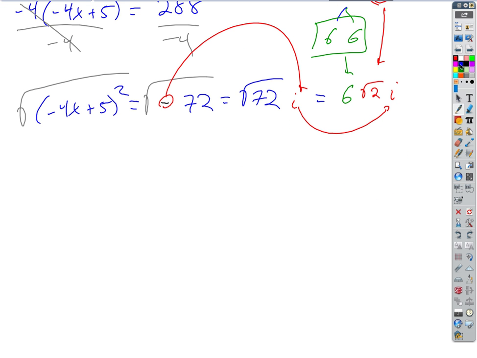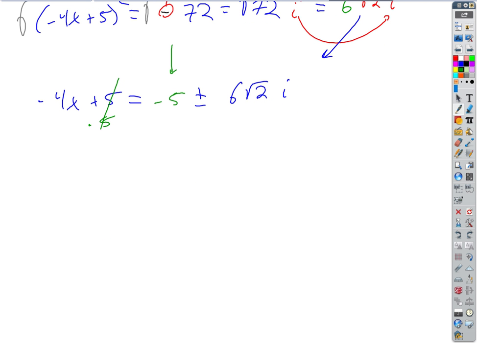Okay, so I'm left with negative 4x plus 5 equals what then? Plus or minus, because I square rooted both sides, 6 times the square root of 2 i. So last two steps. Subtract 5. I'm going to put it in front of the plus or minus. Now what? Okay, divide by negative 4.